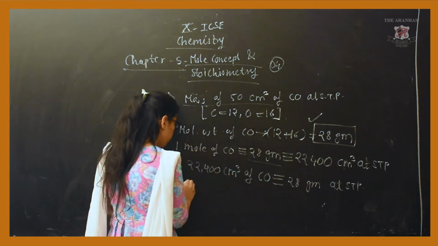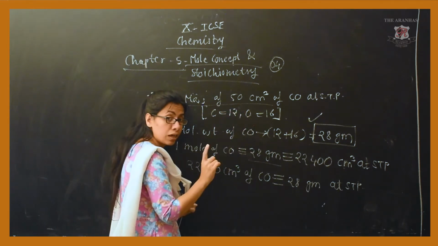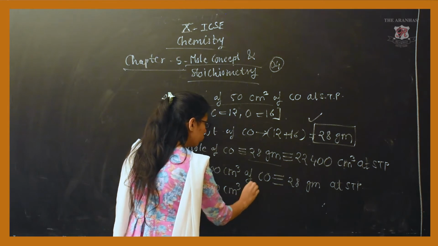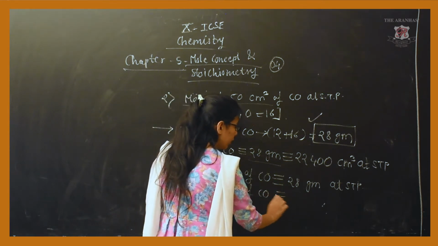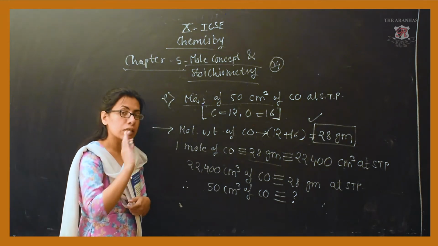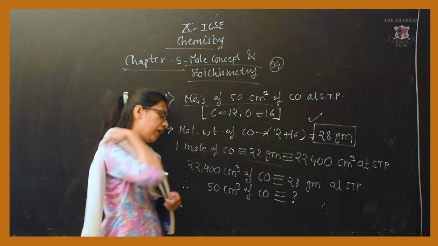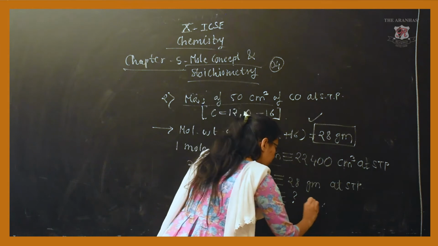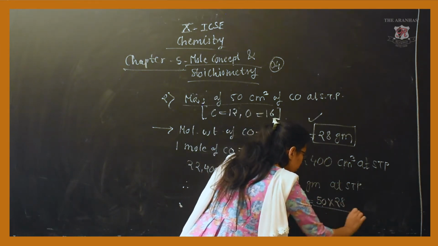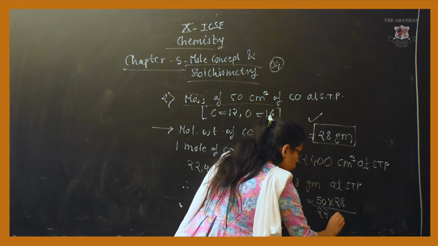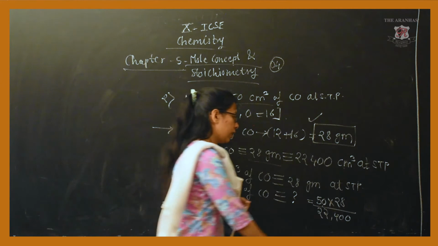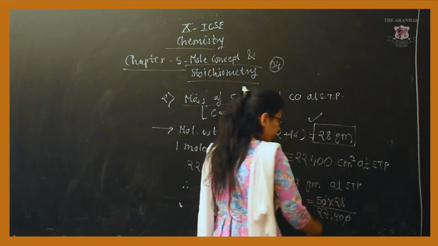Right? Therefore, the asking is which one? 50 centimeter cube of CO will be equivalent to how much? So just simple cross multiplication, that will be equal to what? 50 into 28 divided by 22400. Fine? We can just cancel out the zeros.